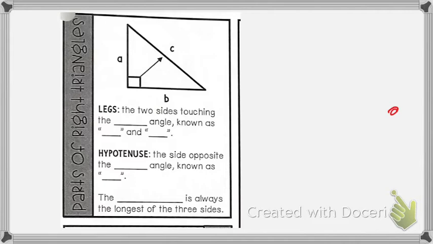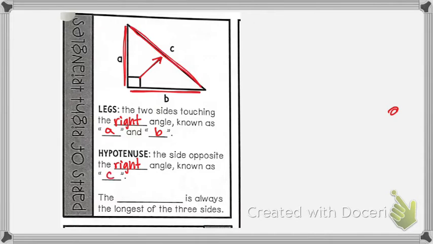Here the legs are the two sides touching the right angle. Okay, and we also know those as A and B. So those two are the legs, right? Then we have the hypotenuse, which is on the opposite side of the right angle. Here's the right angle, and then we have a little arrow pointing that way. That's opposite. So this side right here is going to be the hypotenuse, which is C.